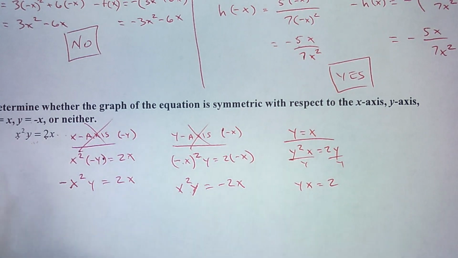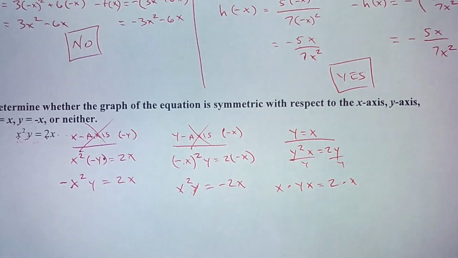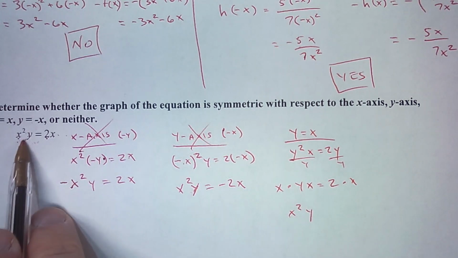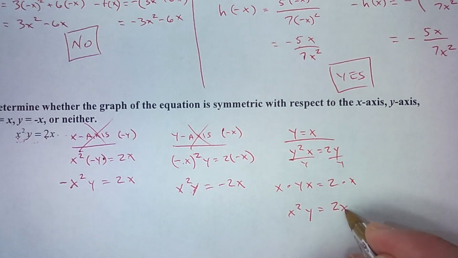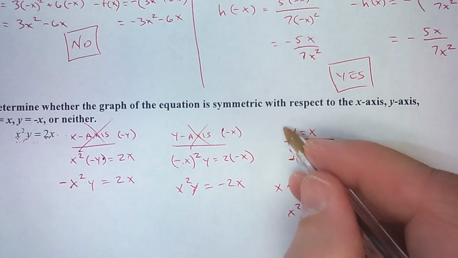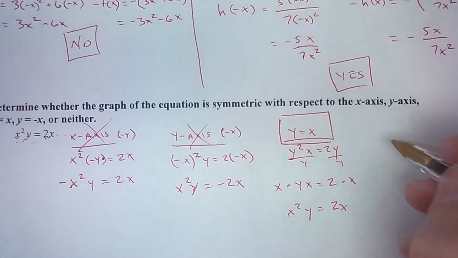Okay, so I'm getting closer. Now I need to get x squared on this left side, so I'll multiply both sides by x. And that gives me x squared y equals 2x, and that matches the original. So there is symmetry about y equals x.